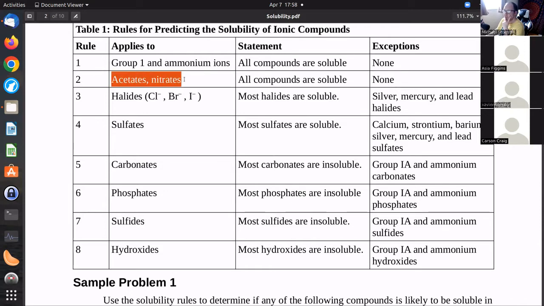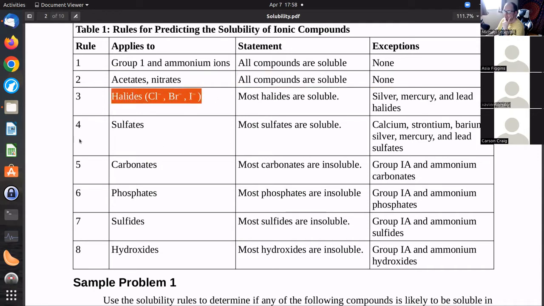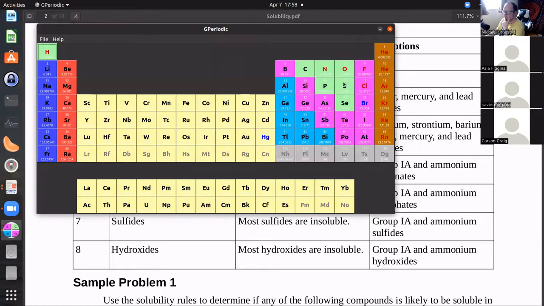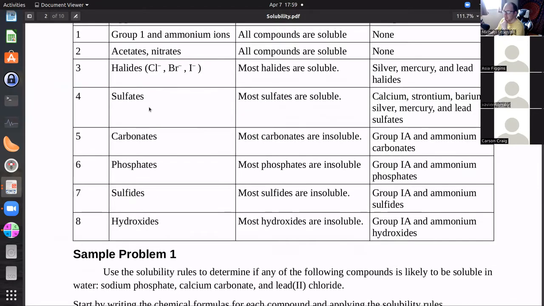When we're talking acetates and nitrates, we're now talking about polyatomic anions. Those are always going to be soluble. There's not going to be any exceptions to that. When we talk about the halides, so here we're talking about this column as our anions, these are typically going to be soluble, but now we have some exceptions. So the silver chloride or silver bromide, for instance, wouldn't be soluble. Same for mercury, and the same for lead. And the lead is going to be important to us later. We're going to be investigating that a little bit. And then so on and so forth.